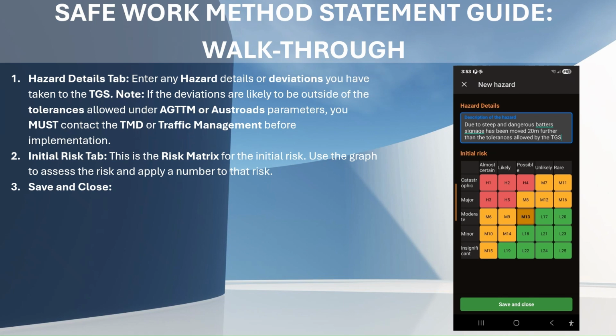Initial Risk tab. This is the risk matrix for the initial risk. Use the graph to assess the risk and apply a number to that risk. Save and close.